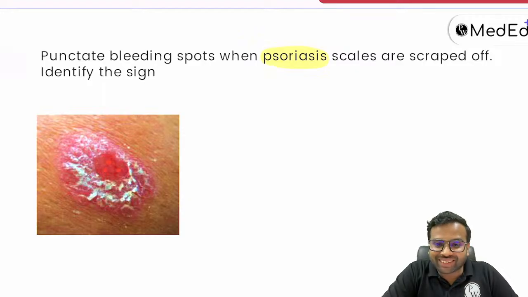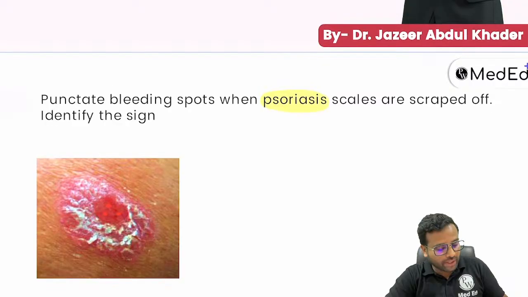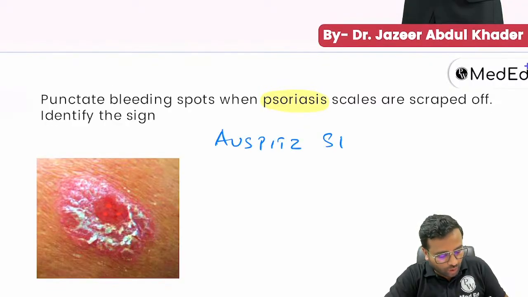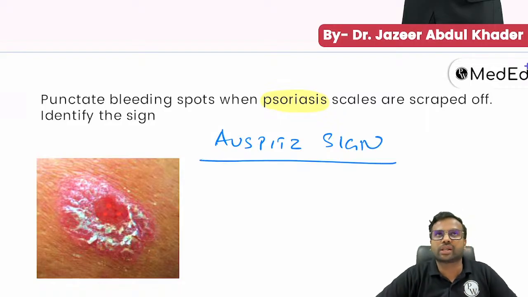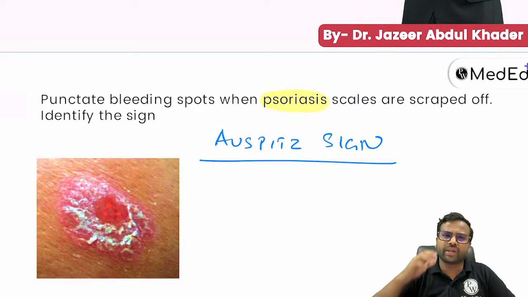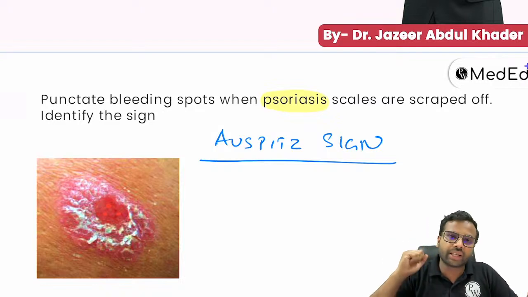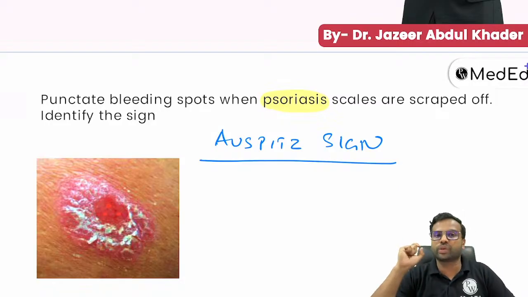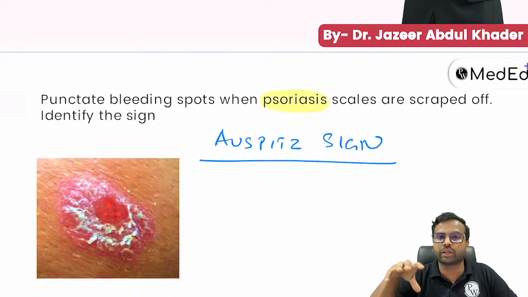This one, yeah, very good, very good. So this one is called Auspitz sign. So this sign that you call Auspitz sign, we can actually divide into different steps. Just imagine that you have a patient who is having psoriasis. So just concentrate here carefully. Everyone who has answered Auspitz sign, all of you are right.